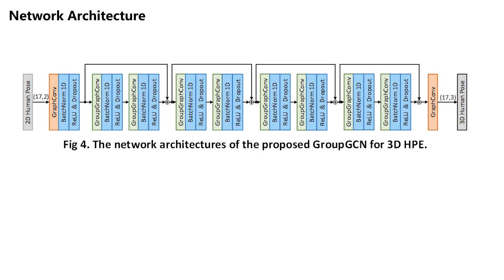We use the network architecture for 3D HPE and compare different decoupling aggregation approaches in our experiments. We use 2 group graph convolutional layers as a building block with residual connections. Each group graph convolutional layer is followed by a batch normalization and a ReLU activation function except for the last one.